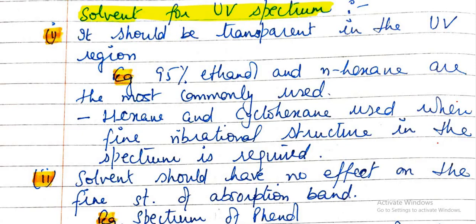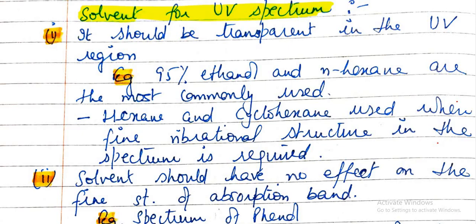It should be transparent in the UV region, that is, the solvent must not absorb in the UV region, between the given range that we have already discussed, 200 to 400 nanometer. For example, 95% ethanol and n-hexane are mostly used.